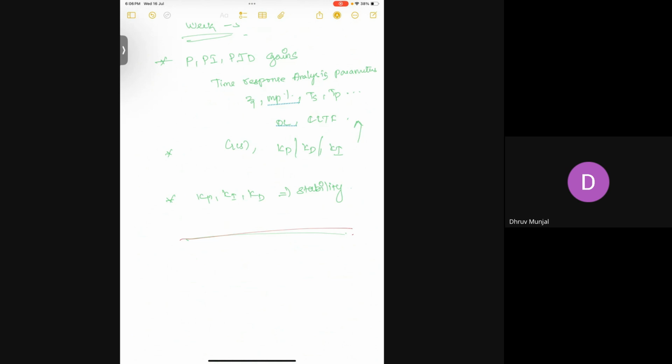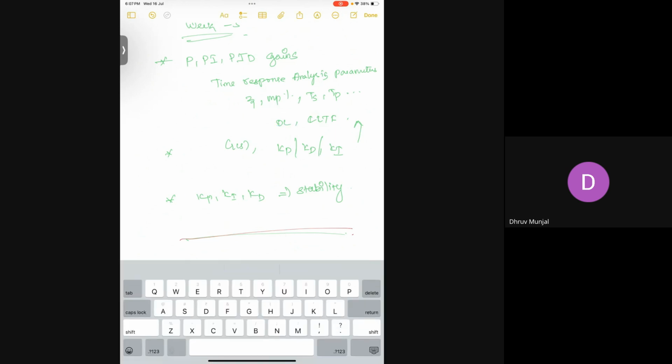Yes, ma'am. One more question I want to ask. In week 4 we studied that if we are having more zeros, the overshoot increases. From the mathematical equation I was getting that, but intuitively I wanted to ask, why does increasing zeros give more overshoot?